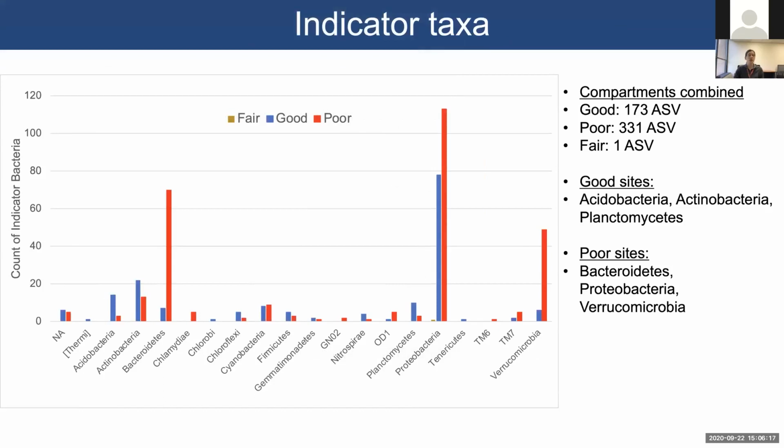So we wanted to determine if other bacteria in the community could help indicate the quality of a site other than the fecal indicator bacteria. And we identified some other indicator groups that correspond with a good quality or a poor quality site. And these are listed here. But there are very few that indicated fair quality sites. So there's ongoing work to evaluate some of these groups, especially the bacteroides, which could be helping us identify some of the poor quality determinations in the future.